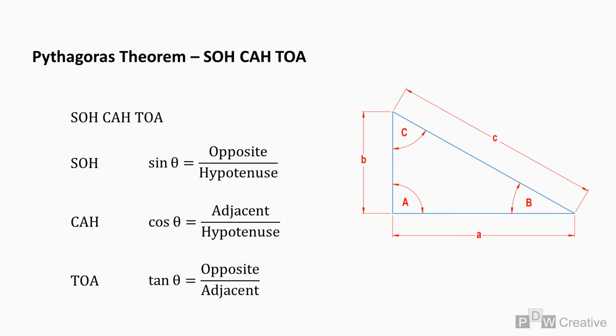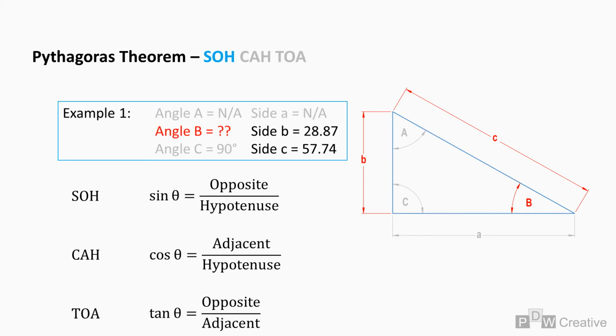Let's apply the theory to some worked examples. In the first example, angle B is needed and sides B and C are known. Side B is opposite angle B. Side C must be the hypotenuse, as it is both the longest length and opposite the 90-degree angle, or angle C. Opposite and hypotenuse sides indicate the sine rule should be used.